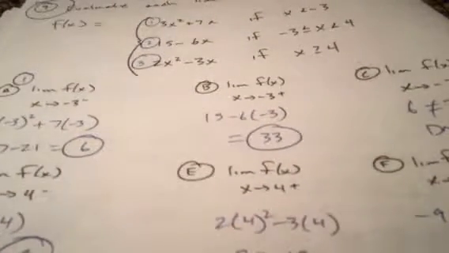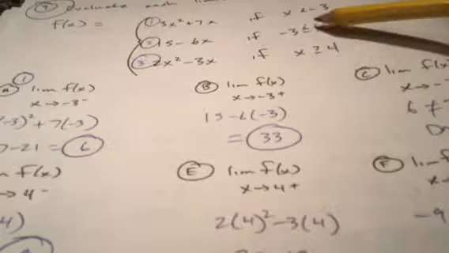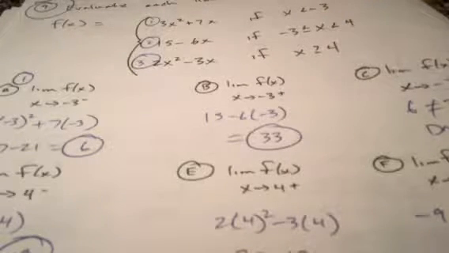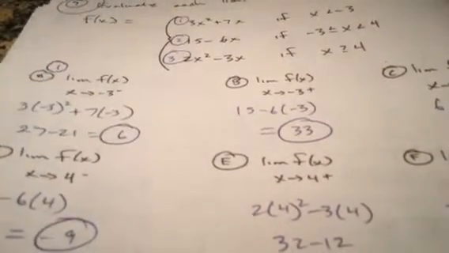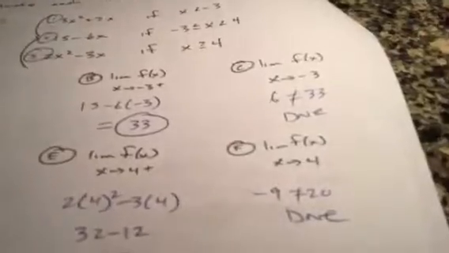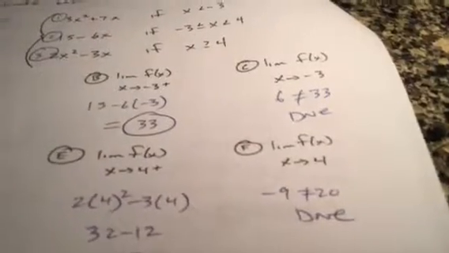Approaching -3 from the right, that means it's bigger than -3. So we're using the second equation. Plug -3 into the second equation. Notice how the left limit and right limit don't equal. So the limit as a whole does not exist.